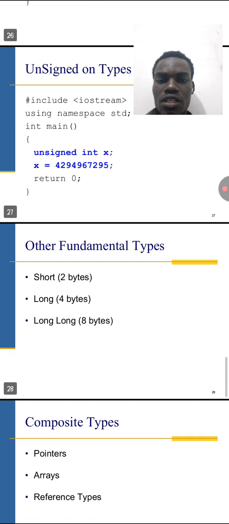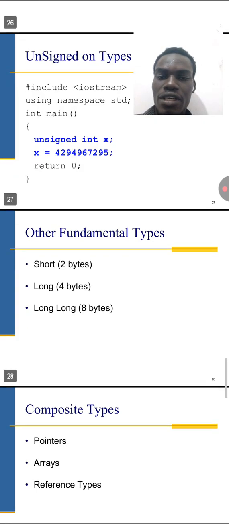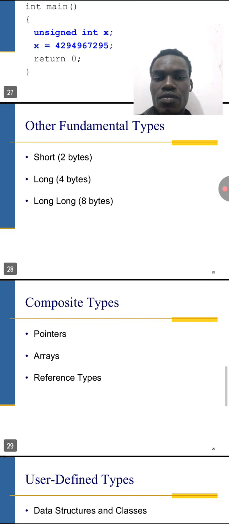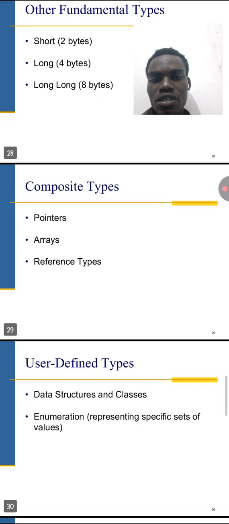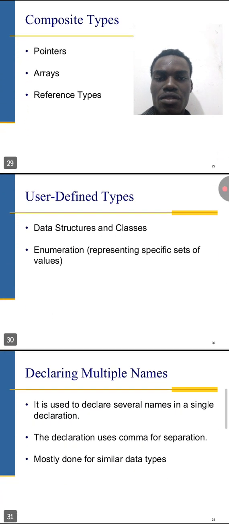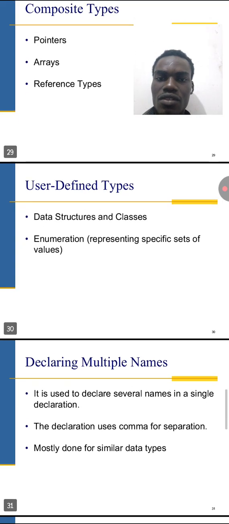We have other fundamental types. We have the short, long, and the long long. So the short has 2 bytes, the long has 4 bytes, and the long long has 8 bytes. Composite types: we have pointers, we have arrays, reference types. And we say user-defined types. They are data structured in classes.